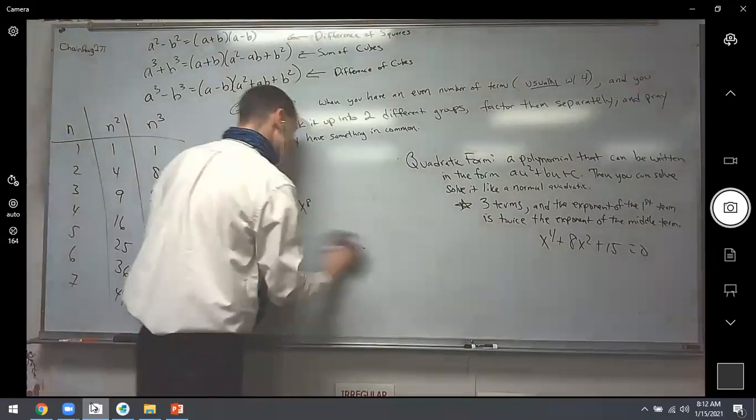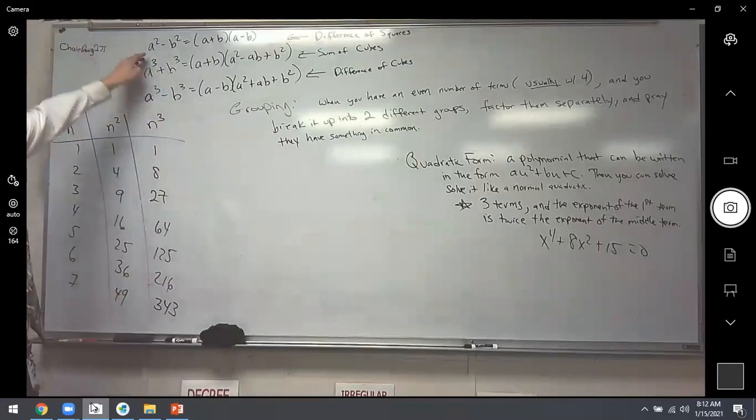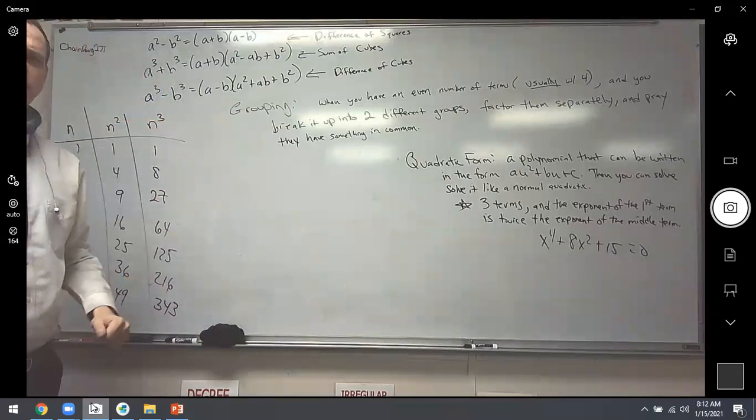So that's it. That's quadratic forms. It's a really handy thing, okay? Some of these things come up once in a while. Grouping comes up once in a while. Quadratic forms come up a lot. So that's a good skill to get under your belt.